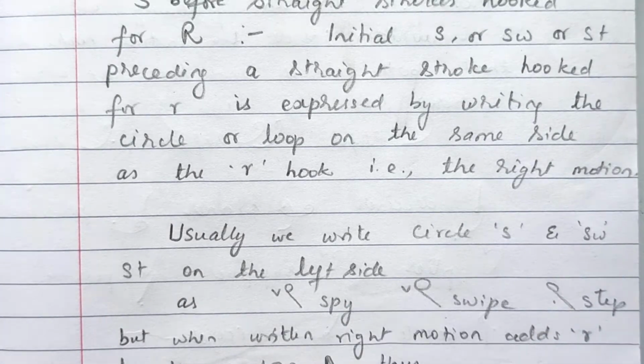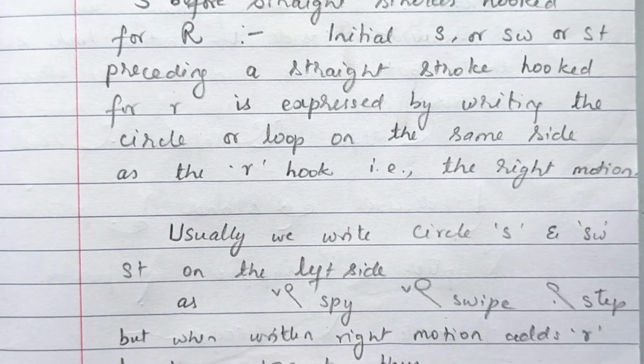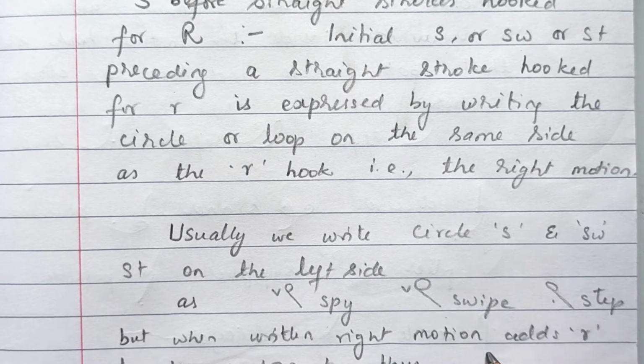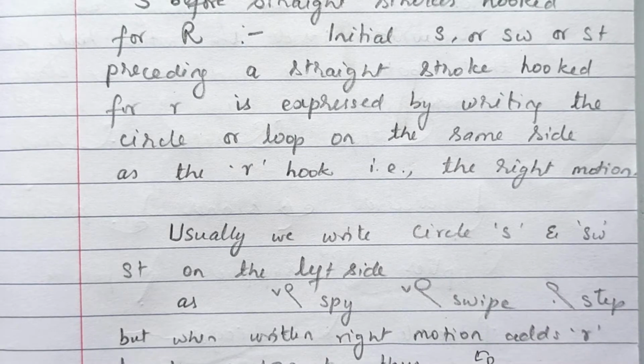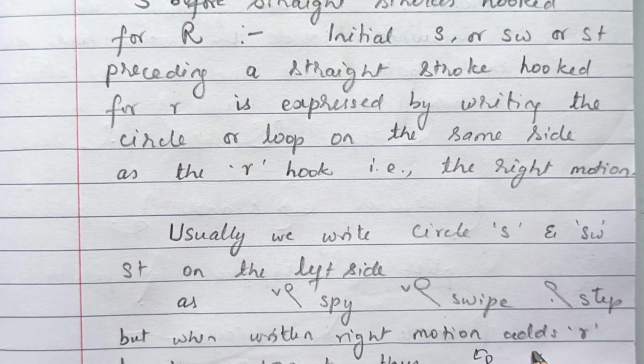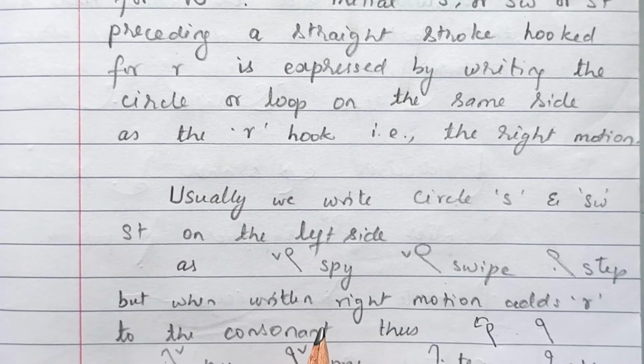But when the same circle is written towards the right side, it adds R to the consonant. Usually we write the left side like this, only for the S. And if we write the same circle on the right side, it adds not only the circle but also the sound of R to the strokes. This we can see in the following words.